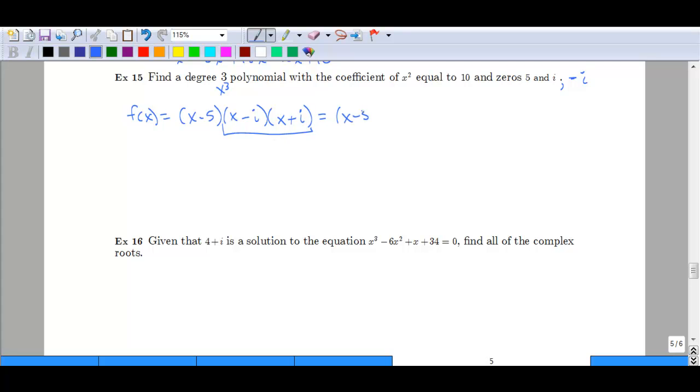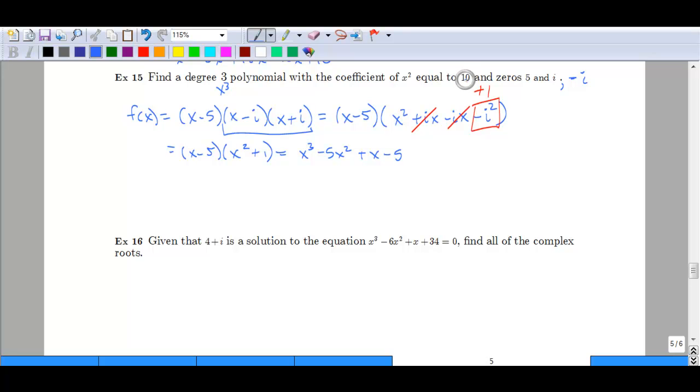So we've got the x minus 5, and then we're going to have x squared plus ix minus ix and minus i squared. Again, plus ix and minus ix is 0, and negative i squared is really a plus 1. So we end up with x minus 5 times x squared plus 1. Again, if we multiply this out, we get x cubed minus 5x squared plus x minus 5.